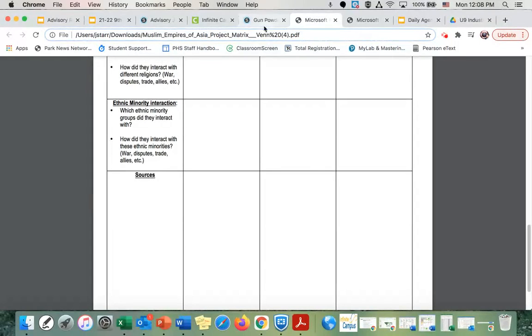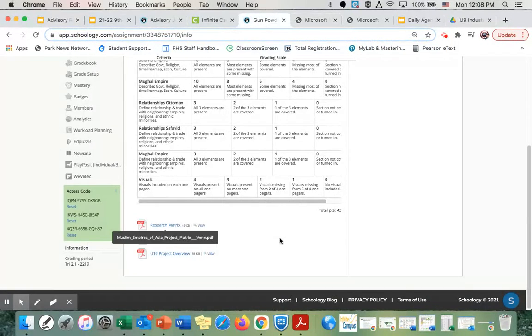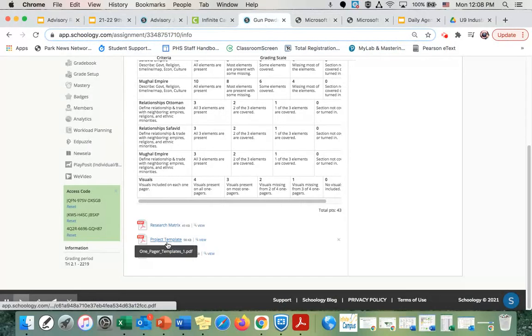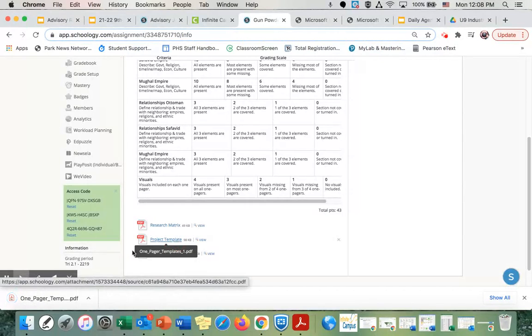Okay. Finally, the last document we have here is the project template. This is optional. You do not need to use the project template. You can if you want to. If you want to go off and be way more creative and draw things by hand and write things by hand, you can do that. You don't have to use your iPad. You don't have to use the template here. But we are giving you this project template as well.